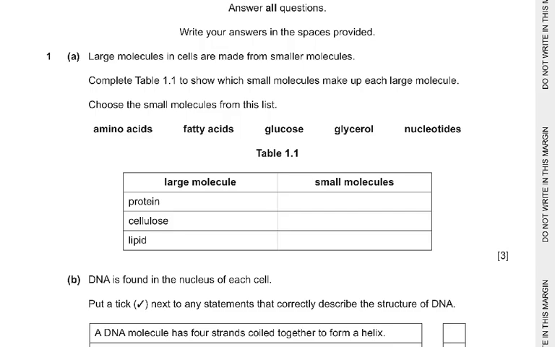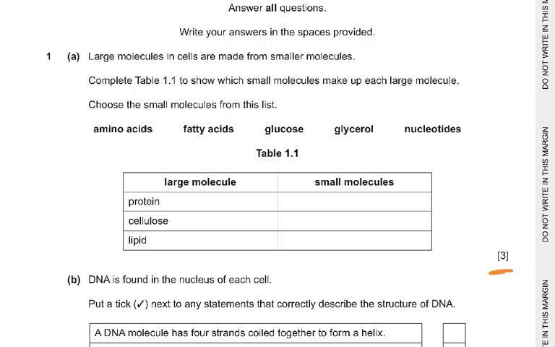Bismillahirrahmanirrahim. Question 1. Large molecules in cells are made from smaller molecules. Complete table 1.1 to show which small molecules make up each large molecule. Choose the small molecules from the list: amino acids, fatty acids, glucose, glycerol, nucleotides. And this is for 3 marks.